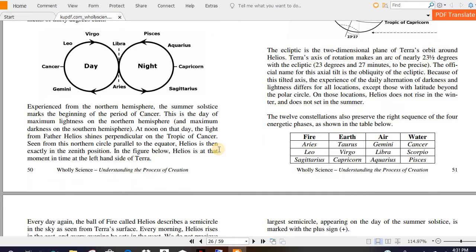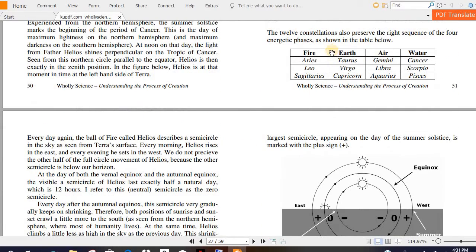12 constellations also preserve the right sequence of the 4 energetic phases as shown in the table. So we have fire, earth, air, water, and it's broken down here.